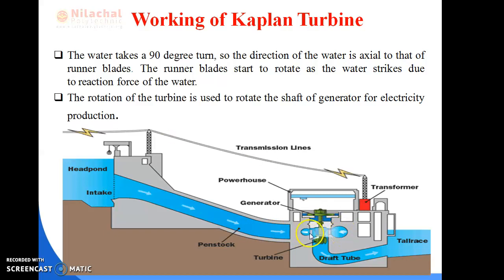This is the spiral casing. Inside the spiral casing the water is moving. These are the blades attached to the runner. While the water enters the casing, it moves the blades, and the turbine shaft is coupled with the generator, so we get mechanical power from the shaft, which is received by the generator to produce electrical energy. This is the draft tube, and this is the tail race where the water is stored.